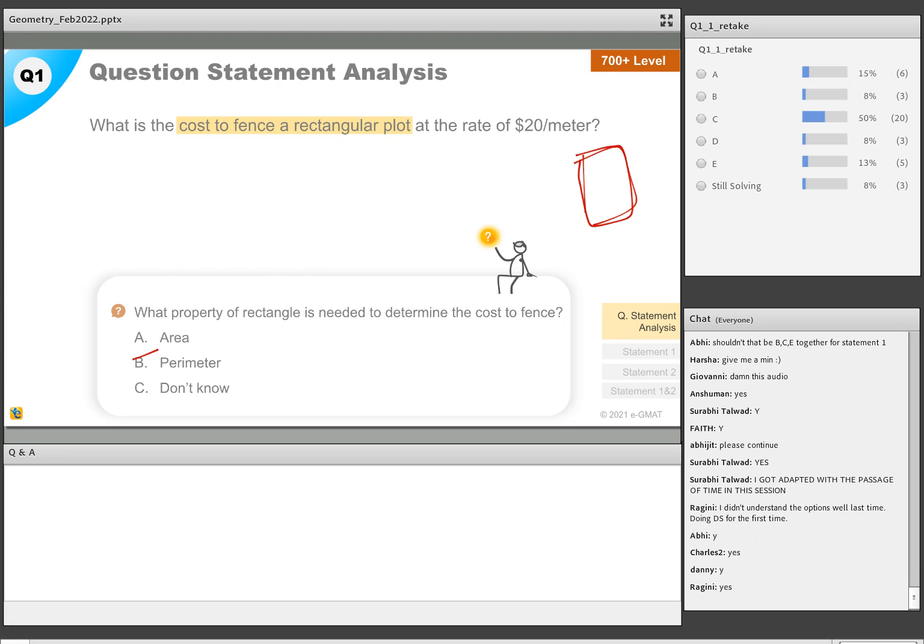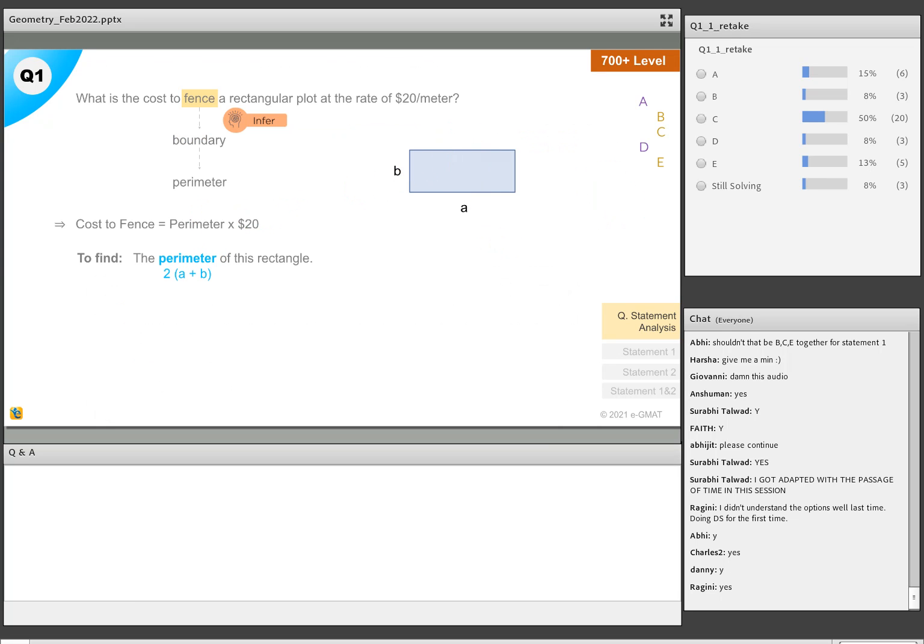So think about it. What is the cost? You have $20 per meter. So simply put, your cost is this rate of 20 per meter, into perimeter, right? It's as simple as that. I want you to make sure you do this analysis before you jump into statement 1 or statement 2. So fundamentally, you realize that what matters is that perimeter. So you need to find that perimeter, right? Essentially, your cost is just perimeter into 20. Perimeter is 2 into (a plus b).